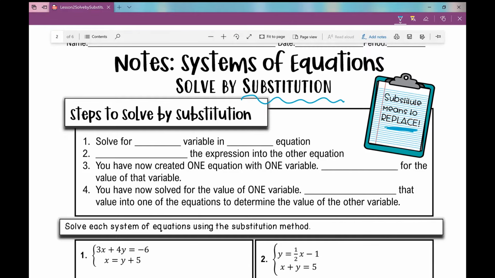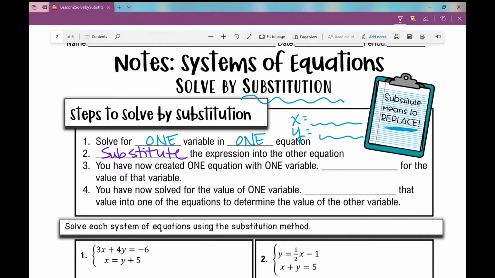So the steps that we're going to take to solve using the substitution method, the first thing we're going to do is solve for one variable in one equation. Now that means you could either solve for x equals some expression, or y equals some expression. But you get either variable by itself on one side of the equal sign. The next thing you're going to do is substitute the expression into the other equation.